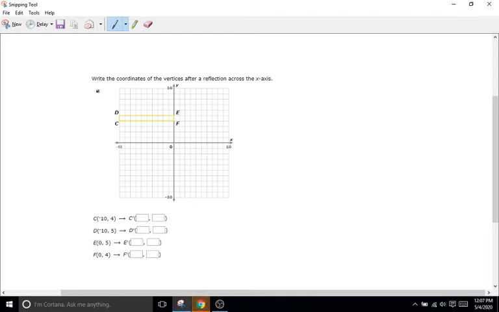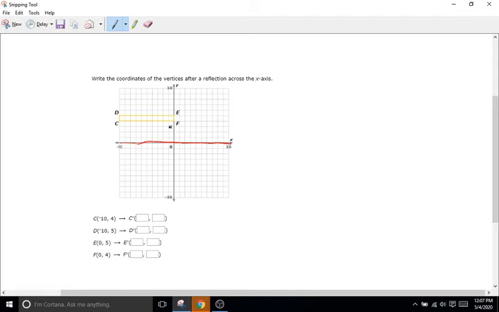First, we'll do this problem. It says, write the coordinates of the new vertices or points. Vertices is just points. So write the coordinates of the new points after a reflection across the x-axis. So right here, we have the x-axis. It's the horizontal line with the x next to it. So this line right here.